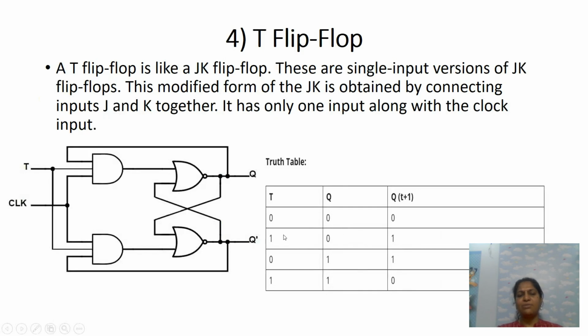Next is the T flip flop. T flip flop is like a JK flip flop, or from JK flip flop we can get the T flip flop. When J and K are tied together, the resultant terminal is T, a toggle flip flop. If you observe the table, when T is 0, Qn plus 1 equal to Qn. When T is 1, Qn plus 1 equal to Qn bar. So this is about T flip flop or toggle flip flop.